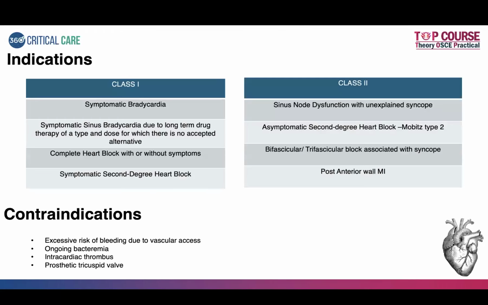So indications, we have class 1 and class 2. This is one of the easiest ways of putting it down so that it's easy to go through during the revision time. So the class 1 is presence of symptomatic bradycardia. That is in your AHA, you have CHAPS. That is any kind of chest discomfort, heart failure, altered mentation, poor peripheral perfusion, or systemic hypotension.